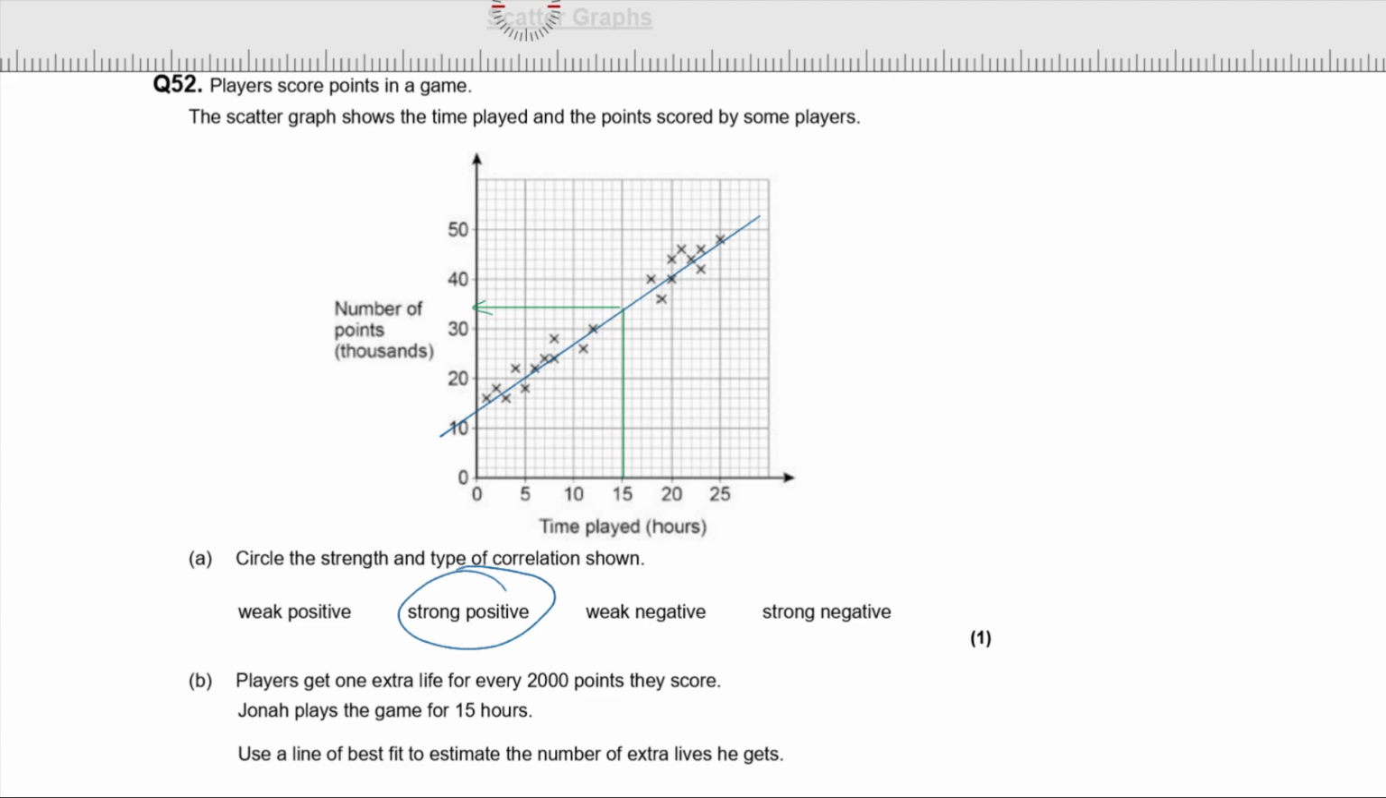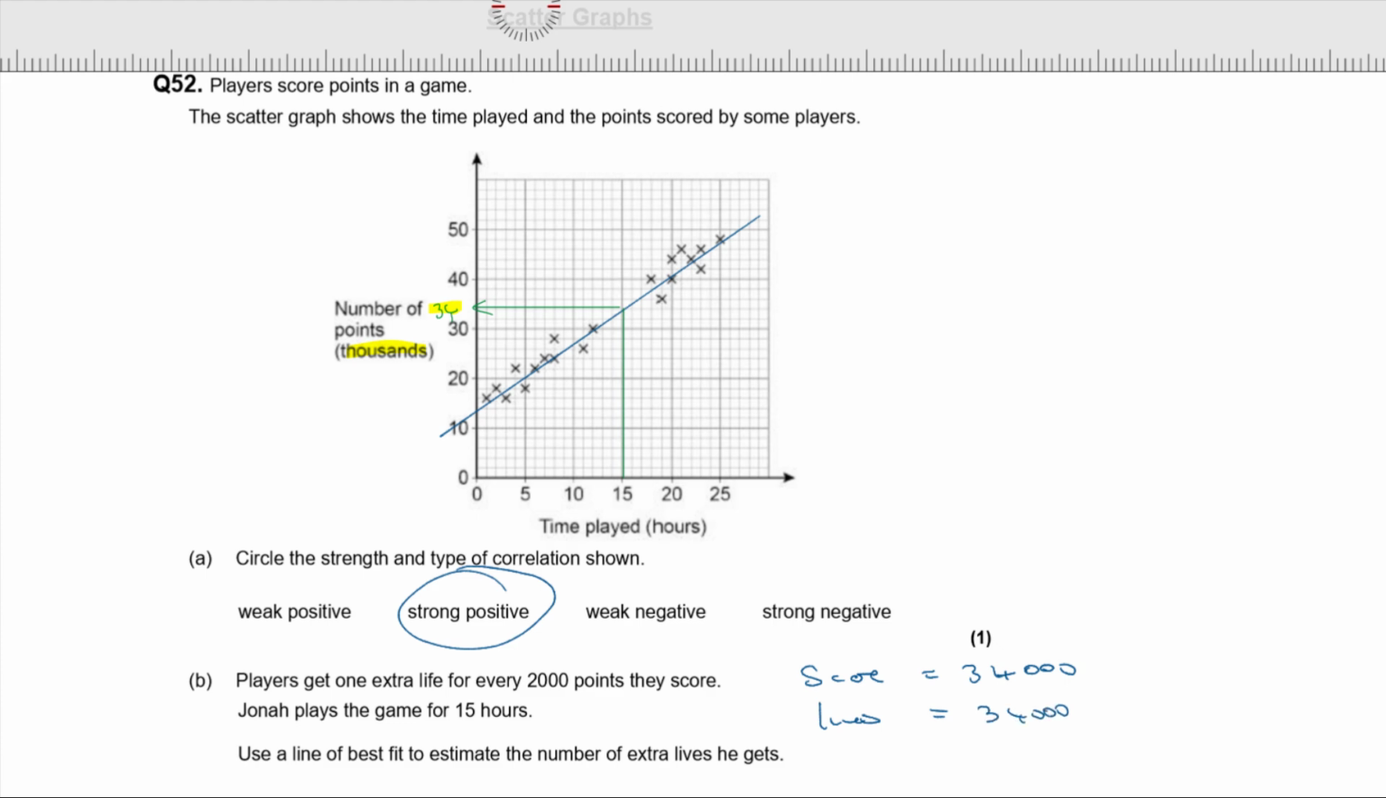Now I've got 5 little squares between 30 and 40, so each one of those little squares must be 2. So I would be reading that off as 34. But it's 34,000, so it means he scored 34,000 points. So score is 34,000 from the graph.